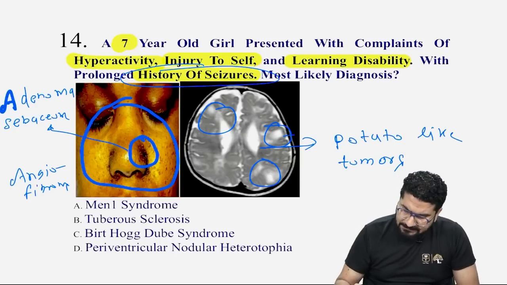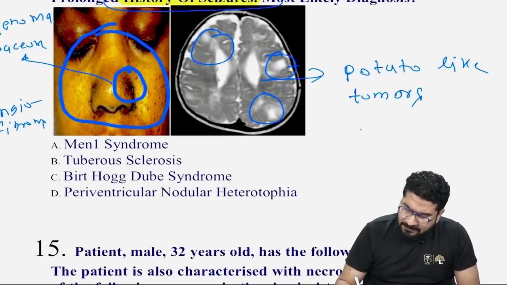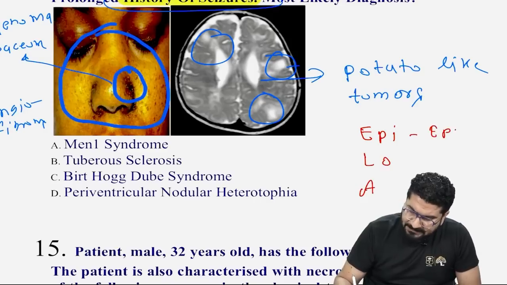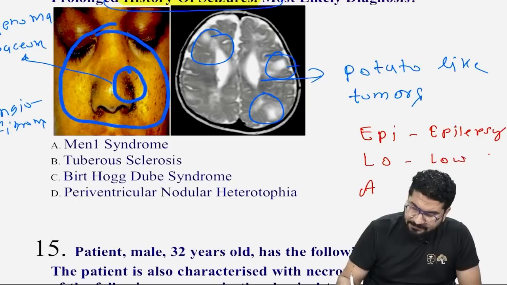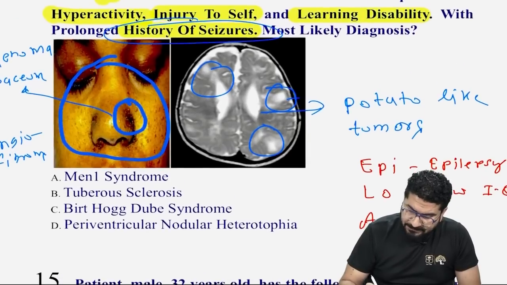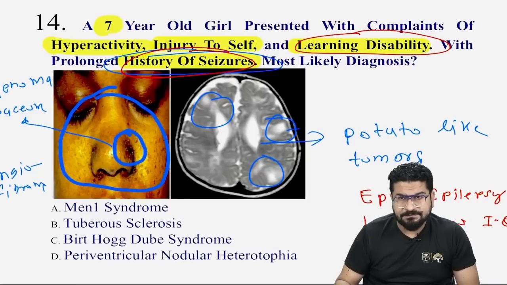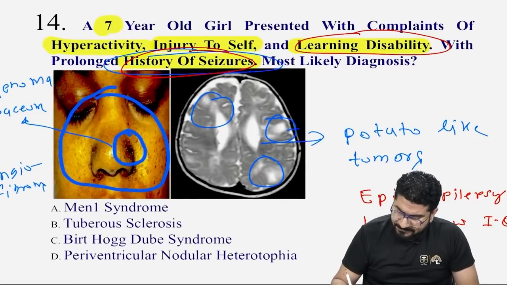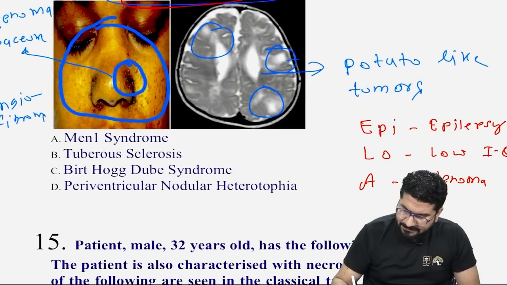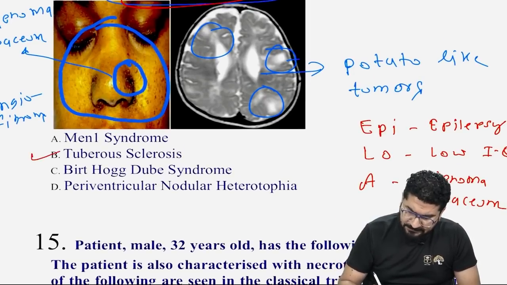So there is a condition which presents with EPILOA. EPILOA means a classical triad. Epi means epilepsy, which is given here, seizure. Lo means low IQ. Learning disability means low IQ. And adenoma sebaceum, which is given in the image. So this is the classical finding we see in a patient of tuberous sclerosis.